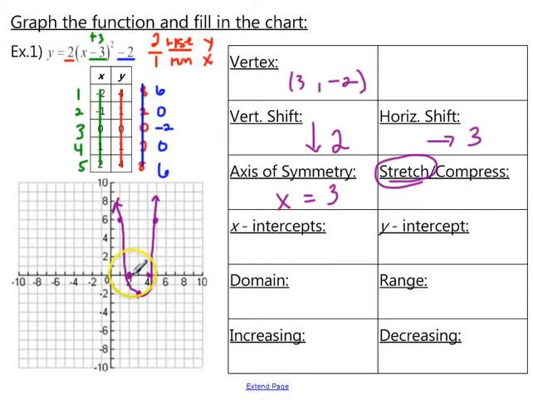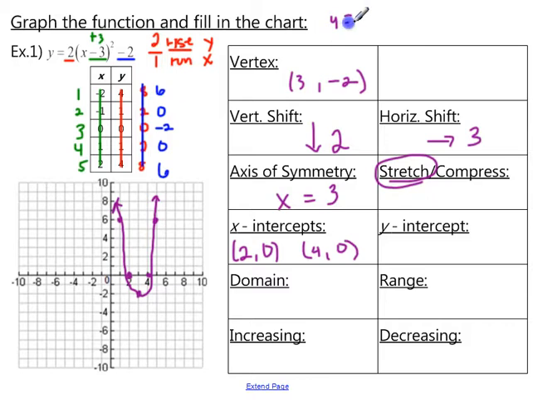Our x-intercepts are 2, 0 and 4, 0. And our y-intercept, we actually can't see our y-intercept on the graph here, so we're going to need to find it. So we need to substitute 0 in for x and we'll simplify the right side.